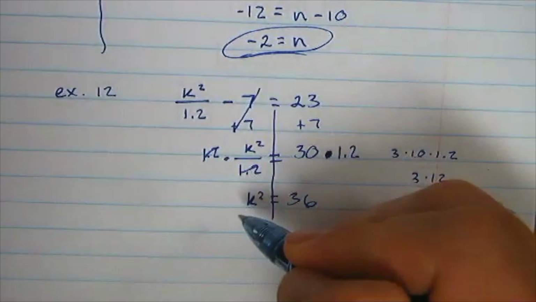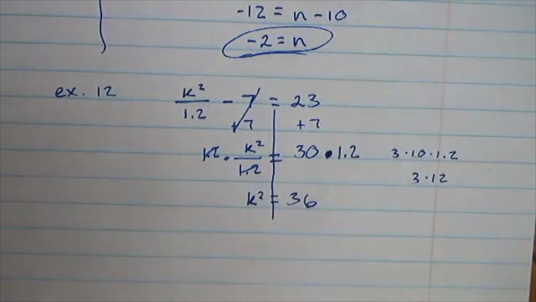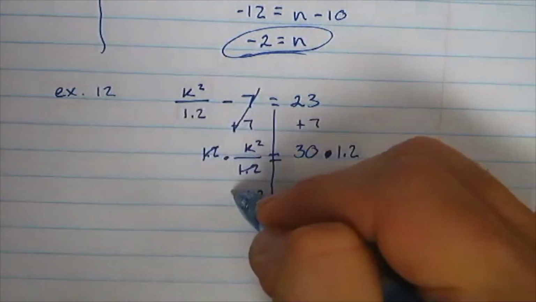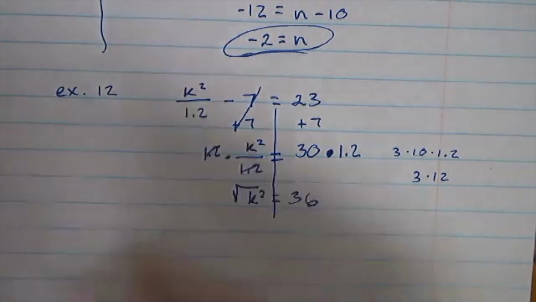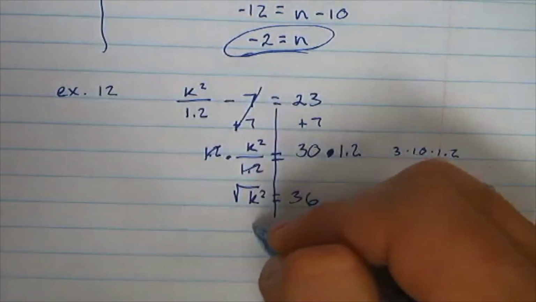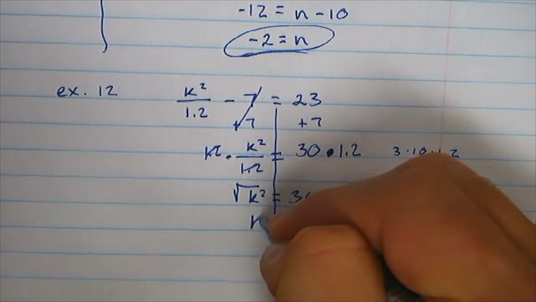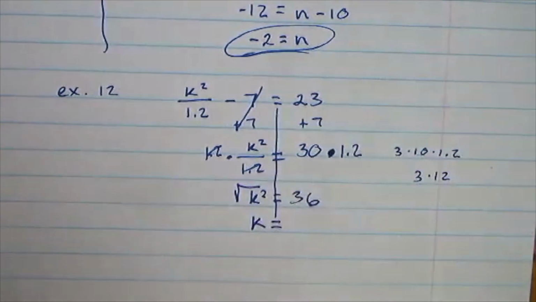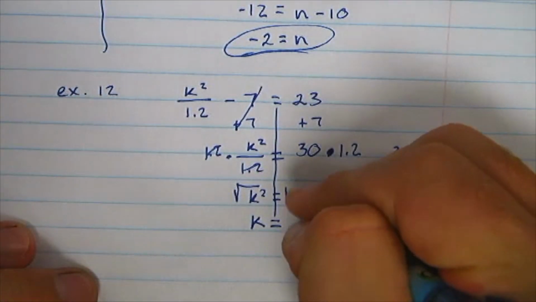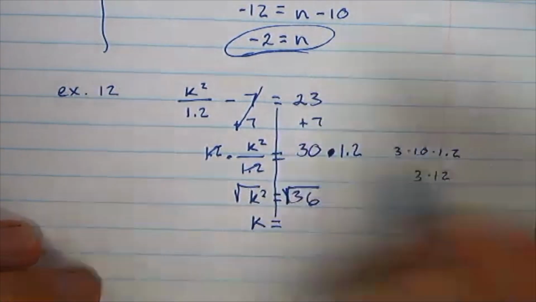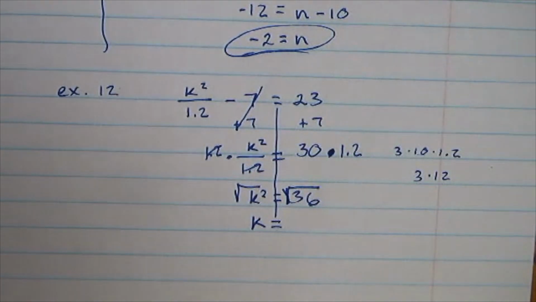So to make this algebraic, to show what we're doing, I'm going to write that. I'm taking the square root of k squared. And you have to remember k is k times k. So the square root of k squared is just that singular letter k. That's what's coming out of that radical. Then we have the square root of 36 on this side. So what is the square root of 36?